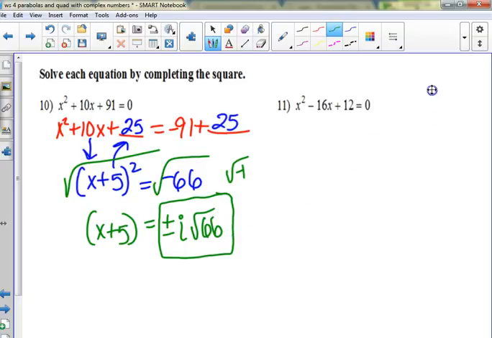So what you're doing when you simplify radicals is you're looking through that list of perfect squares. 2 squared, 3 squared, 4 squared, 5 squared. Does any of those divide into 66? Okay.